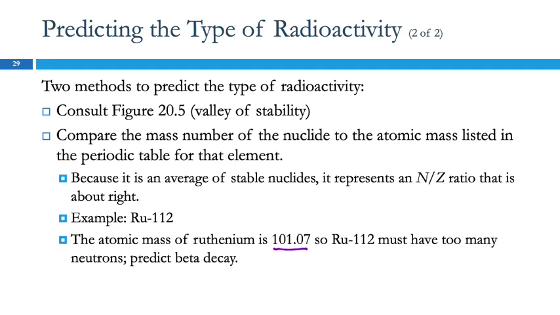So ruthenium has 44 protons, right? So if we have 112, that's the mass number, minus 44, 68. So neutrons to protons: 68 neutrons to 44 protons, 1.5.